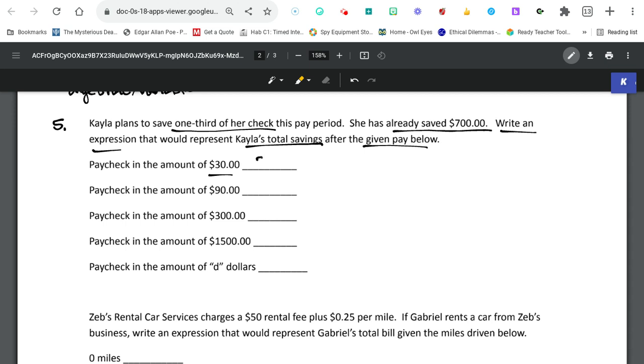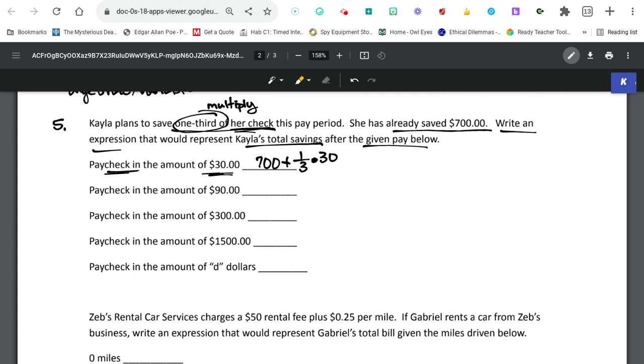Well, she already has $700. Okay. That's a given. So, and then she's going to save a third of her check. Now, if you remember back in the translating variable verbal expressions video, if you have a fraction of, it means you are multiplying. Okay. So it's a third of what? Well, her check. Well, what is her check? Her check was $30. So a third of 30.